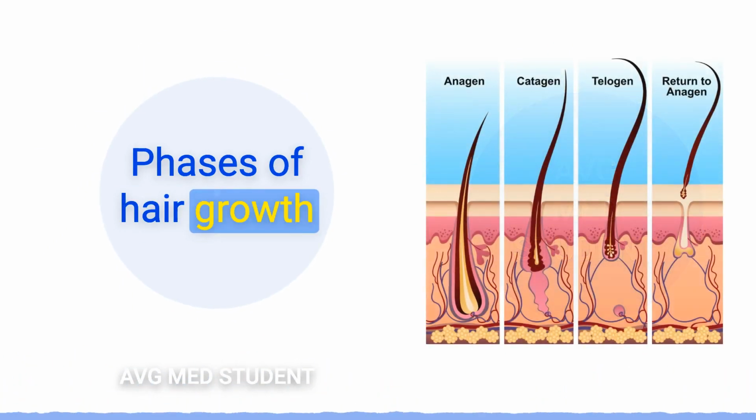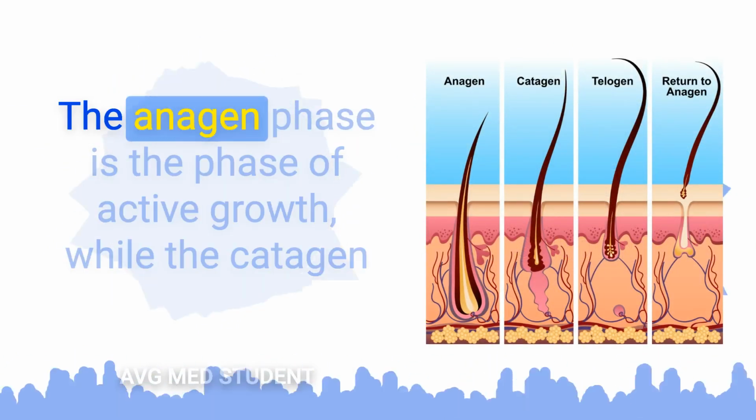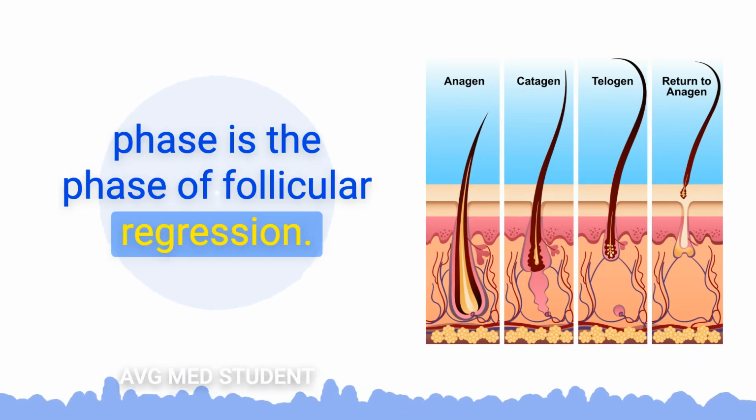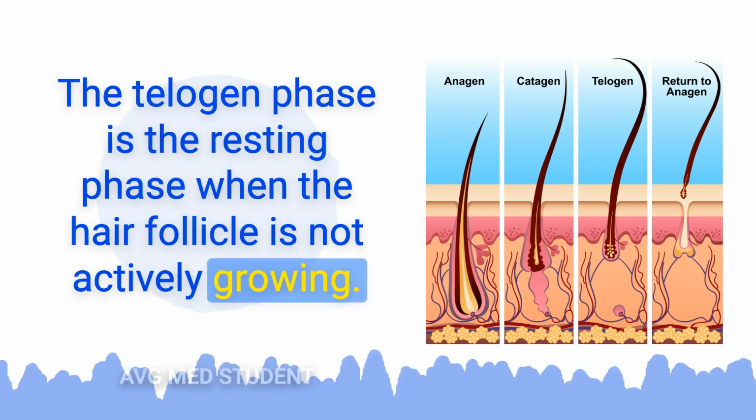Phases of hair growth. Hair growth occurs in 3 phases, namely anagen, catagen, and telogen. The anagen phase is the phase of active growth, while the catagen phase is the phase of follicular regression. The telogen phase is the resting phase when the hair follicle is not actively growing.